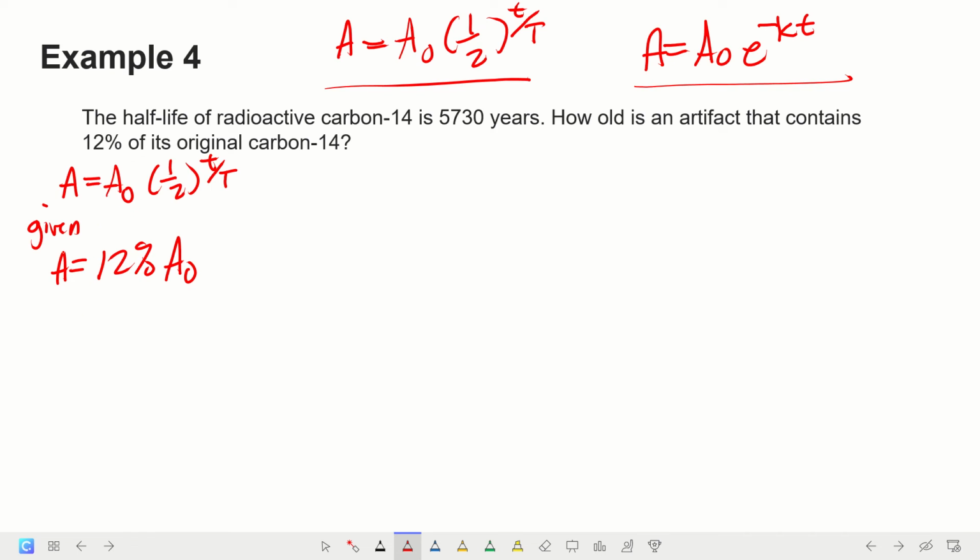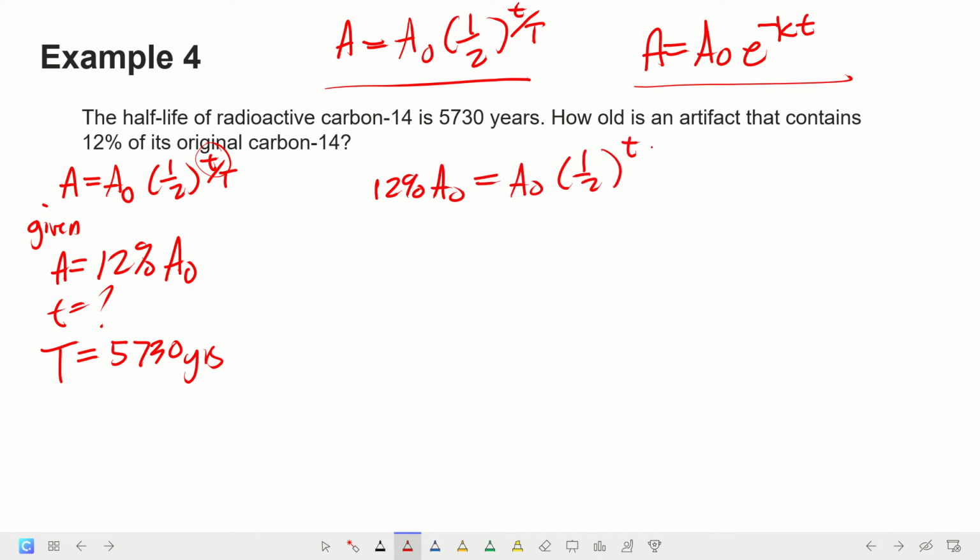So, A sub O, hindi natin alam. So, 1/2 and t, we don't know the t. And our half-life is 5,730 years. So, let us look for the model that will solve for our time interval. Substitute our given. So, instead of A, we can use 12% of A sub O is equal to A sub O times 1/2 raised to t divided by 5,730 na pala to. So, pinalitan na natin.